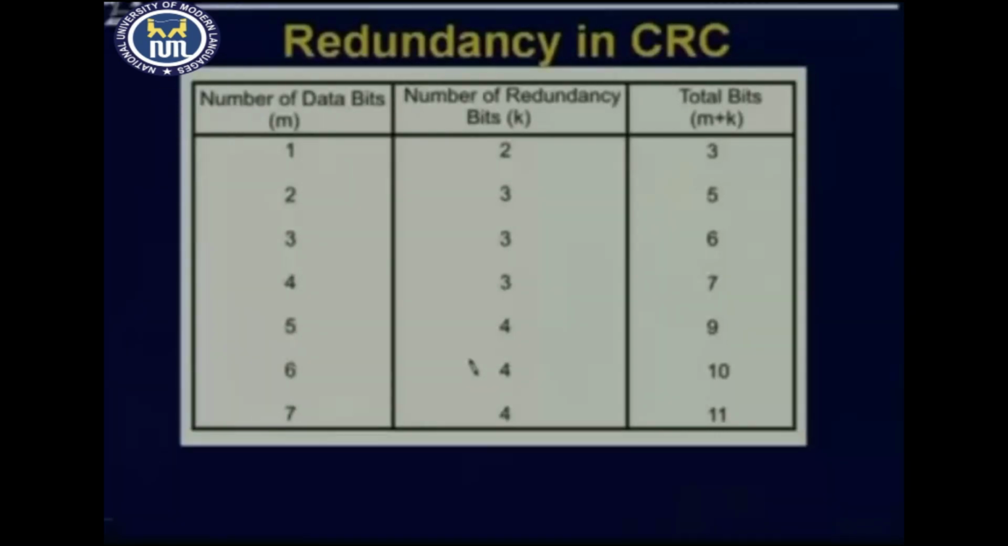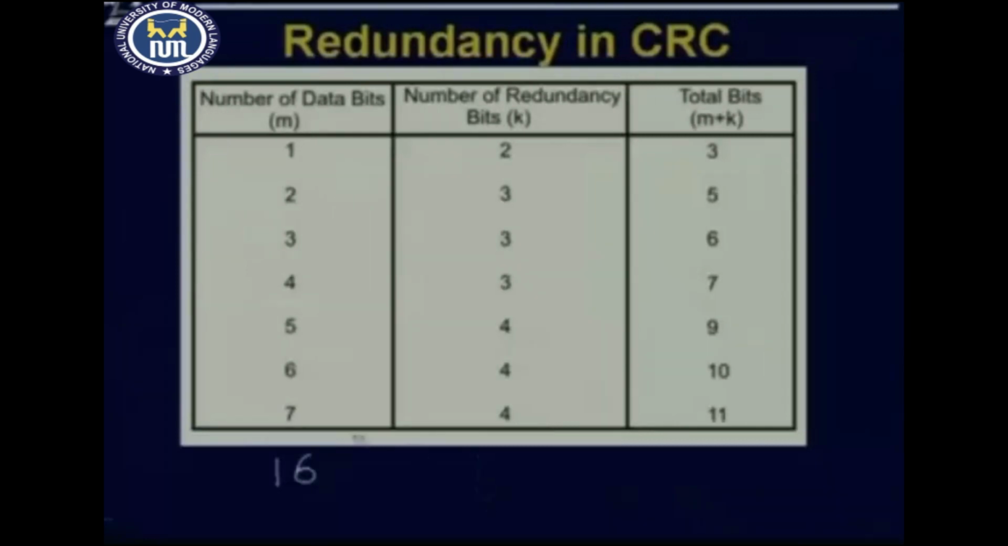So the table here shows the number of data bits. If they are 7 bits, we need to add the redundancy bits, which can be 2 to 4. For one data bit there have to be 3 bits, but for 7 data bits there need to be 4 positions, which will add a redundancy of 4 and makes it 11.